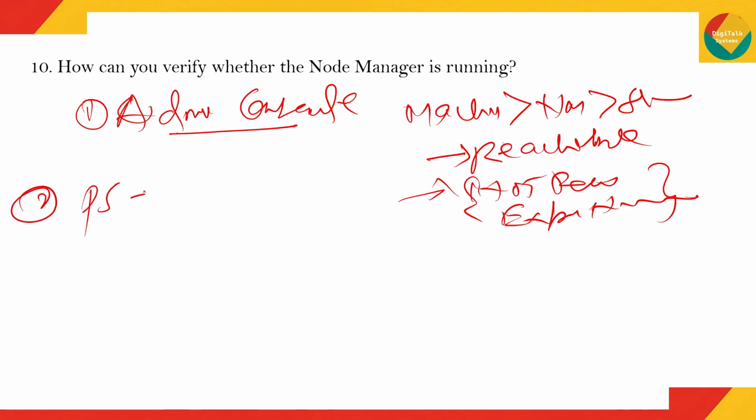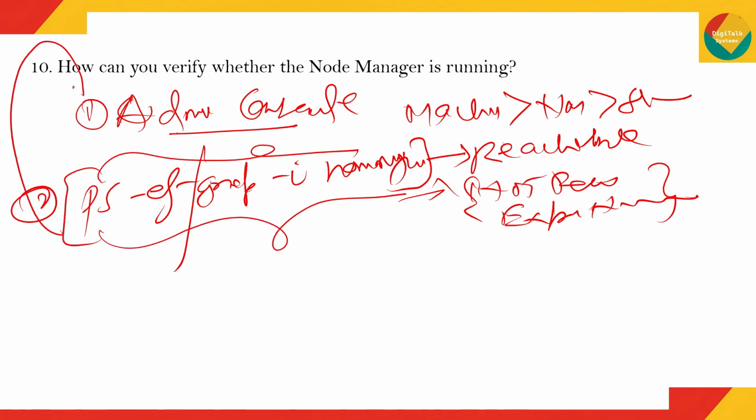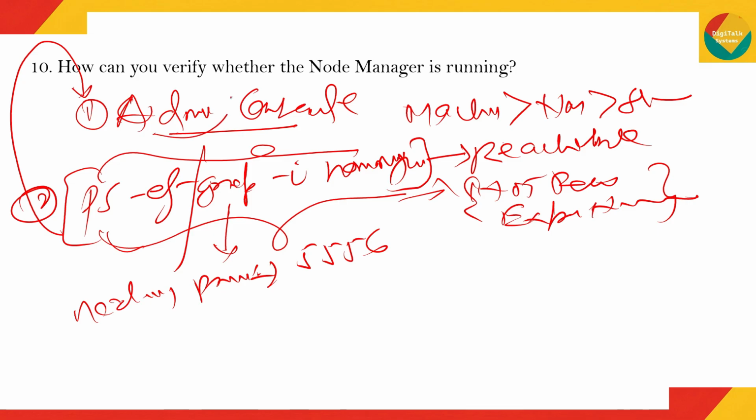Second, you can simply run ps -ef at the OS level, and then grep -i nodemanager. This way, you can grab the process and see if the node manager process is there or not. But even if the node manager is running, it doesn't mean that it will always show up in your admin console. If some configurations are different, for example, in your nodemanager.properties file the port of node manager is 5556, but in the console you have defined 5555.